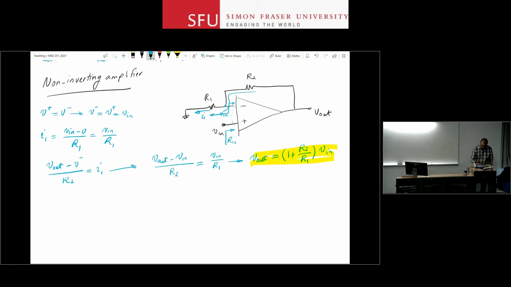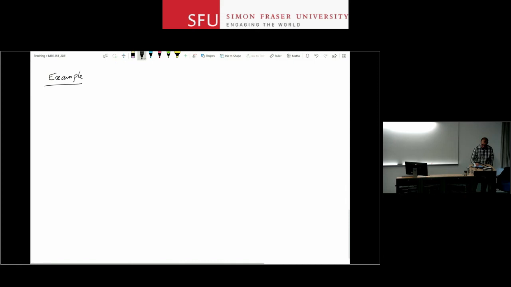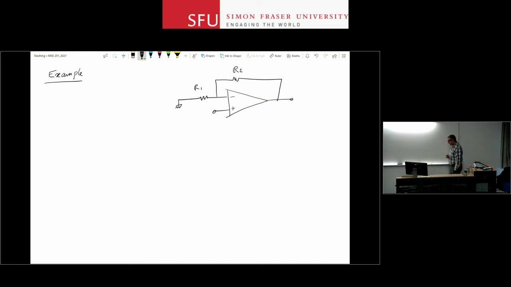Now, let's look at a common example for a non-inverting amplifier. Let me draw the circuit again. In many analog applications, you want a circuit that lets you measure a voltage or take a sample of a voltage without the voltage at that node being disturbed.